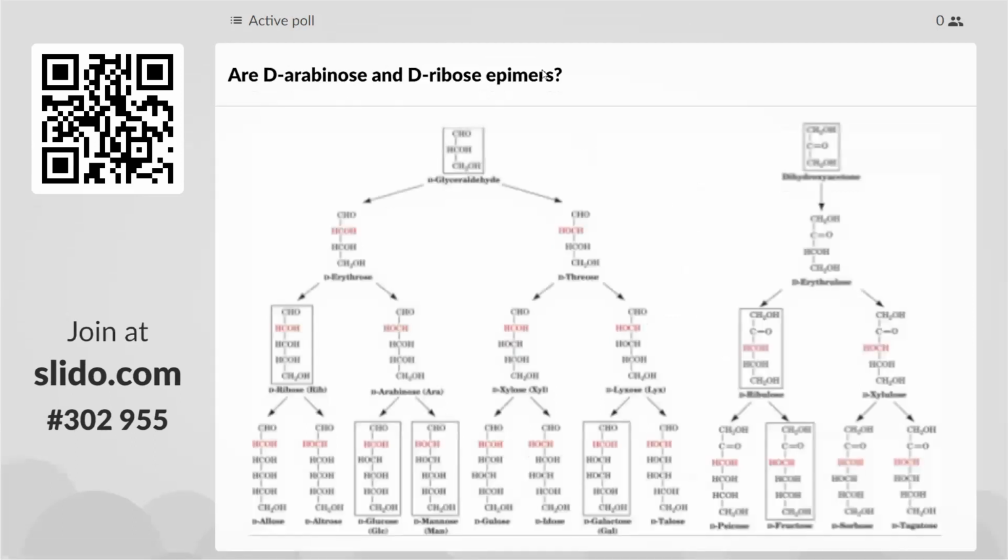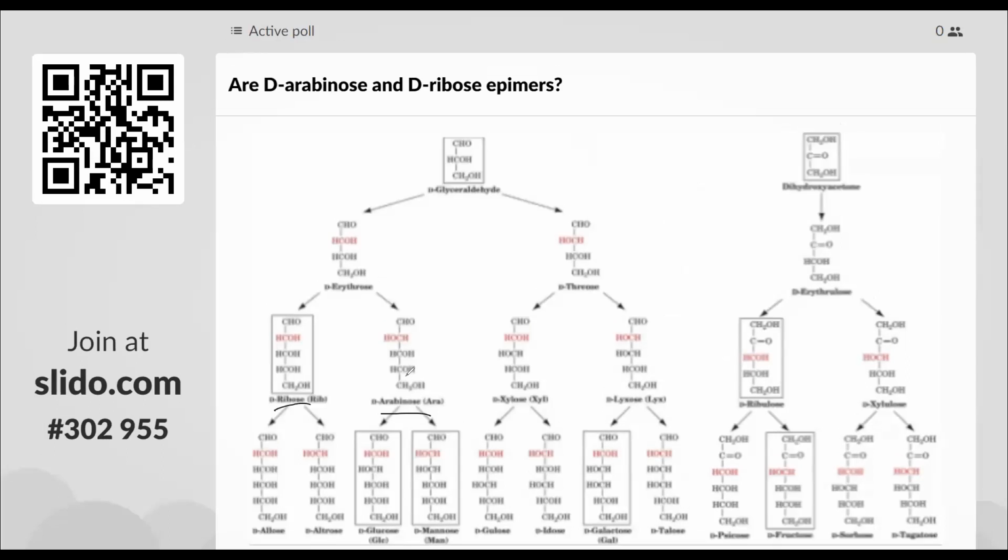Okay, arabinose and ribose. So here's ribose, here's arabinose, right, right, right, right, left, right. They differ in exactly one chiral carbon.